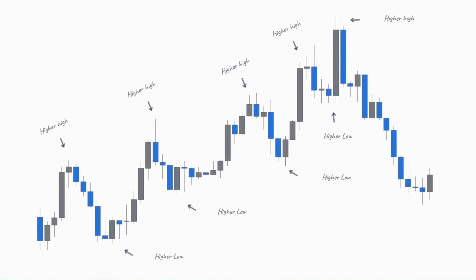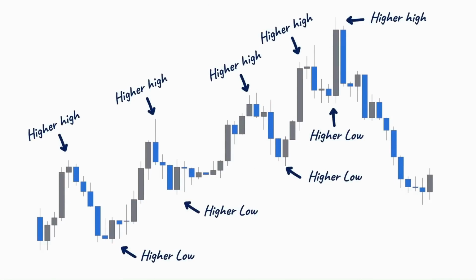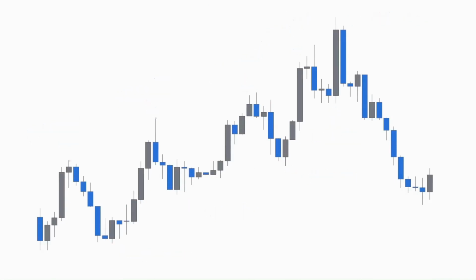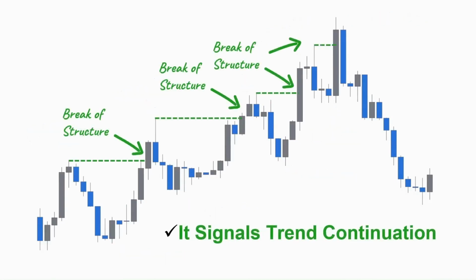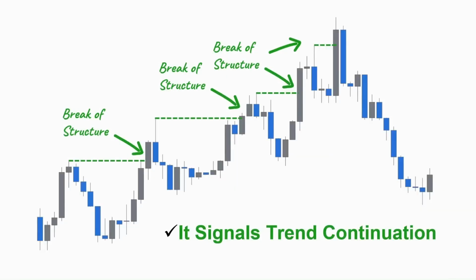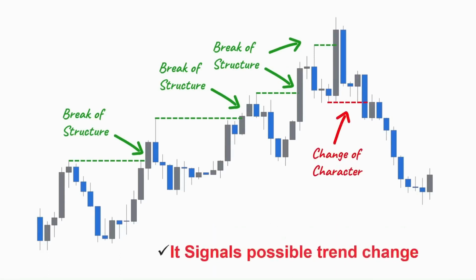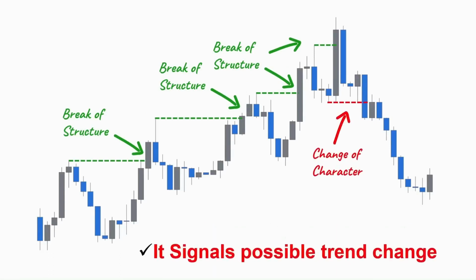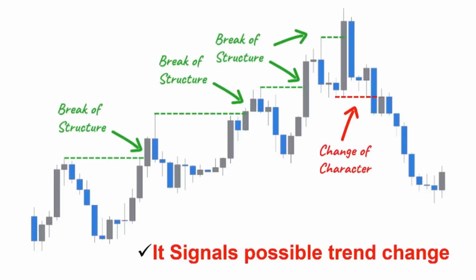As you know, in an ideal uptrend, the market continuously makes higher highs and higher lows. Every time the market breaks a higher high to the upside, we call that a break of structure, and it shows that the market wants to continue in the same bullish direction. On the other hand, if the market breaks a higher low to the downside, we call that a change of character, and it signals a possible trend change.